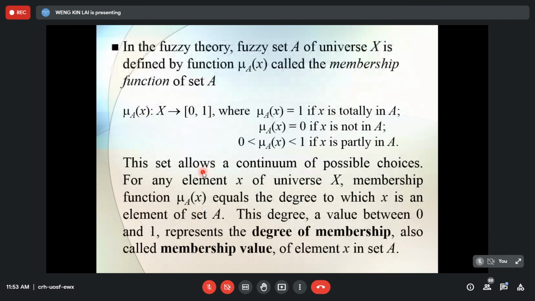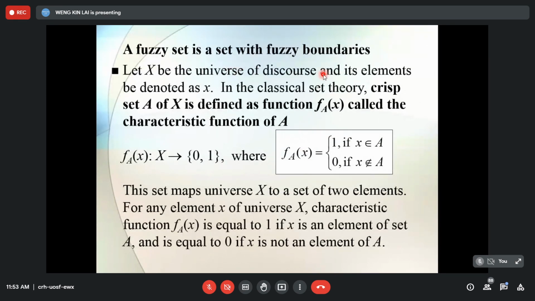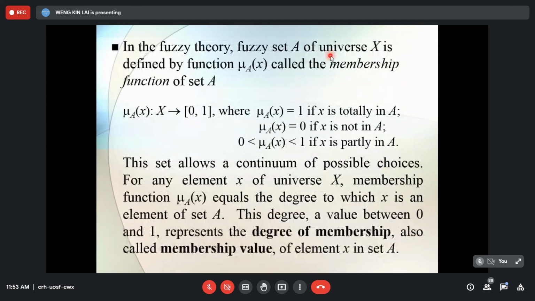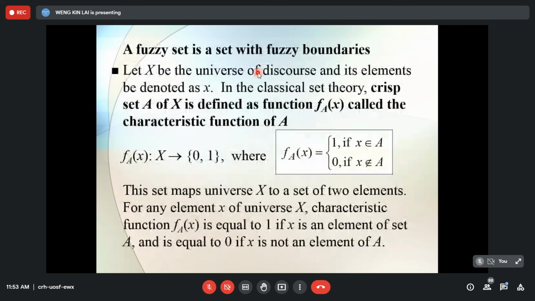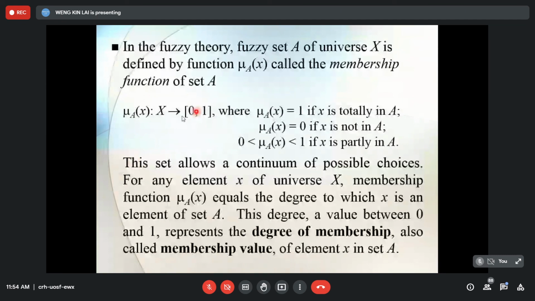Okay. So in the fuzzy theory, the fuzzy set A of universe X is defined by the function. The first one is called crisp, which is Boolean. Remember this word, crisp set A. Now, the second one is based on the fuzzy. So in the fuzzy theory, the fuzzy set A of universe X, right, is still based on the universe X, which is the height of the person, and is defined by a function now mu A of x, not f, right? This one we normally call mu A, which is called the membership function of set A.